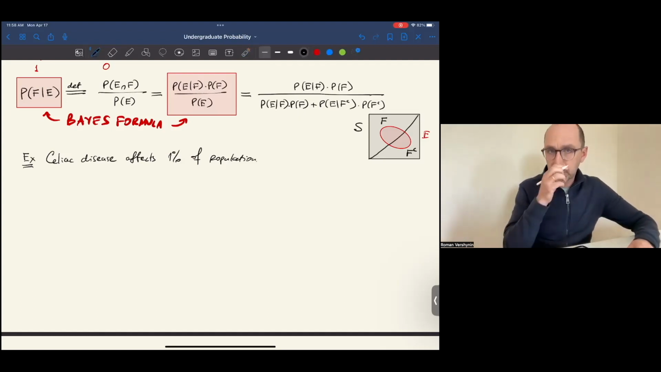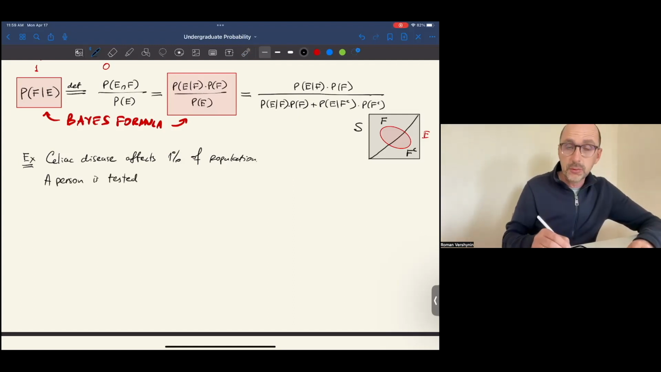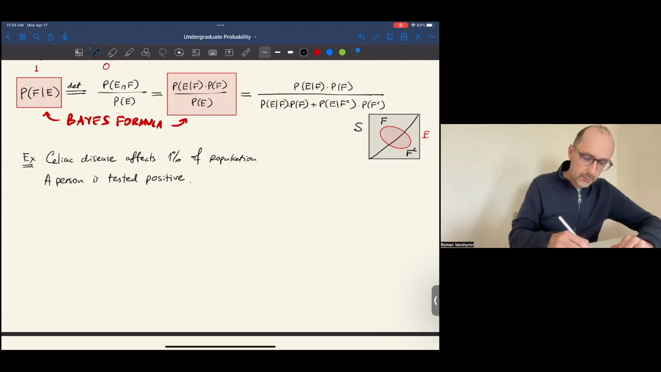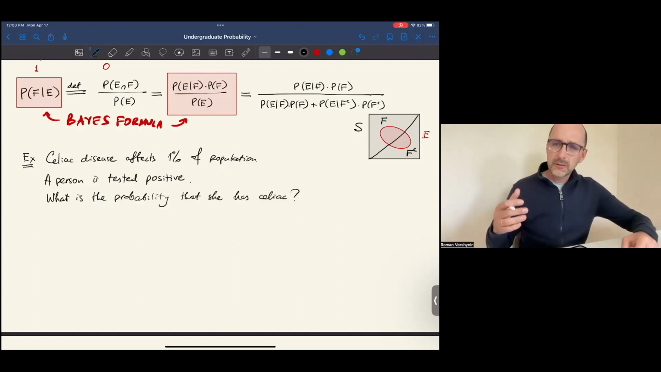Now, suppose that person tests for celiac. She comes back to you with a positive result of the test. What is now the probability that she has celiac disease? Is there something extra that we should know? Something that's not given in this problem? Of course there is, the accuracy of the test.